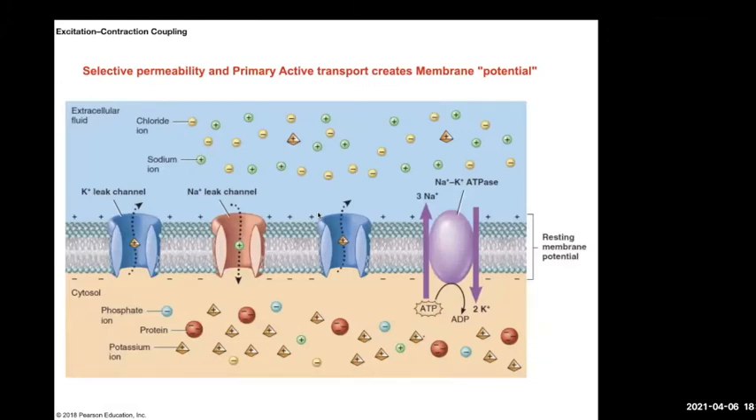Going way back to the second unit, we talked about membrane channels. Remember selective permeability. The cell let in some stuff, didn't let in other stuff, and that created a difference in what was outside and what was inside. The membrane was permeable to potassium, not so much to sodium. Plus you had active transport, pumping out sodium and bringing in potassium, creating this electrochemical gradient.